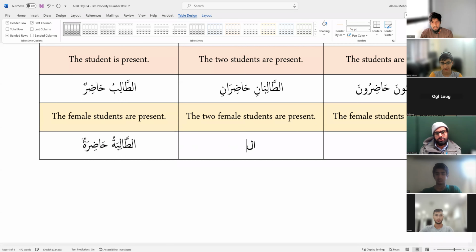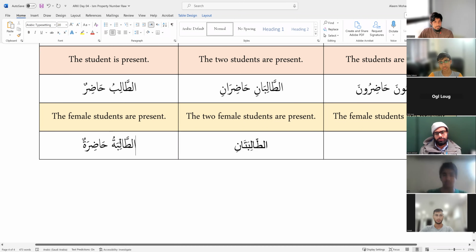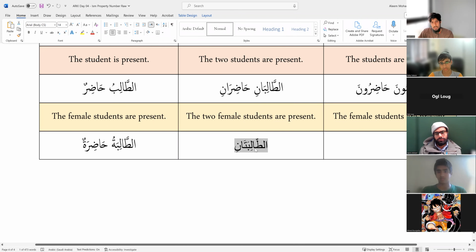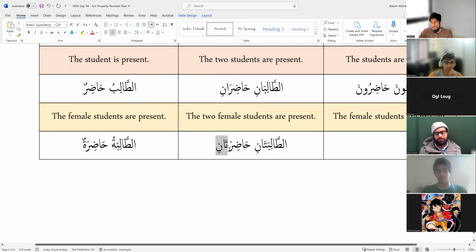Then it would be al-talibatani, right? Once again, al-talibatani, and then hadira would become hadiratani, right? Both endings keeping them in rafa, right? Al-talibatani hadiratani, right? So the two female students are present.